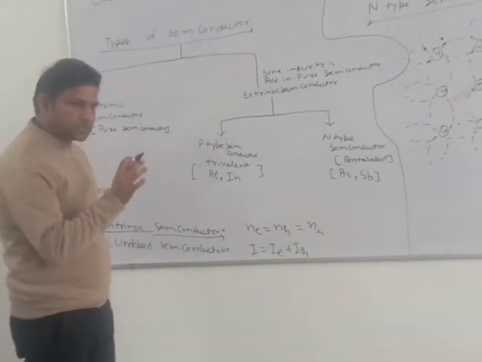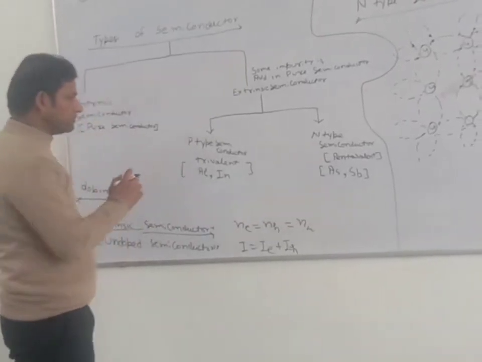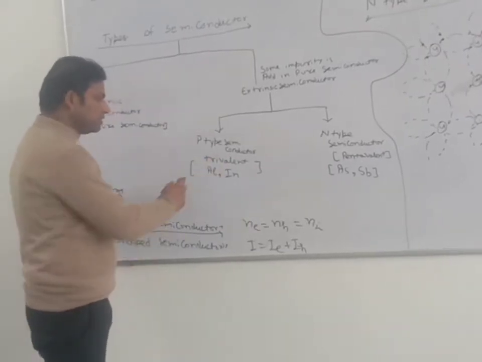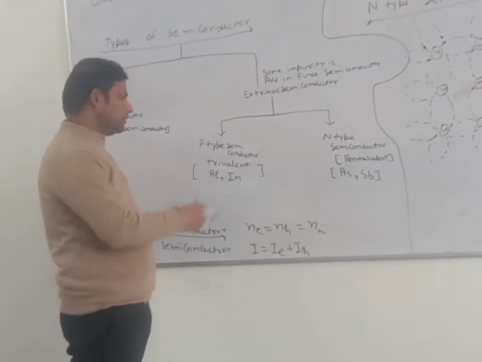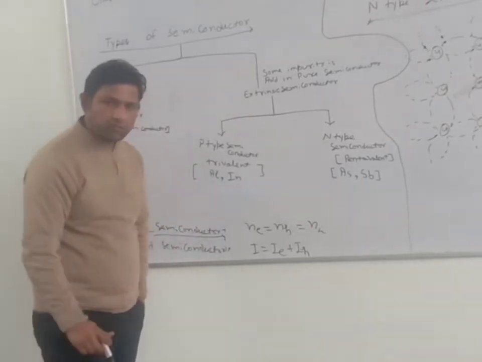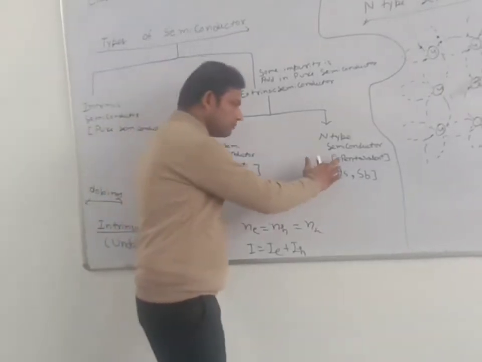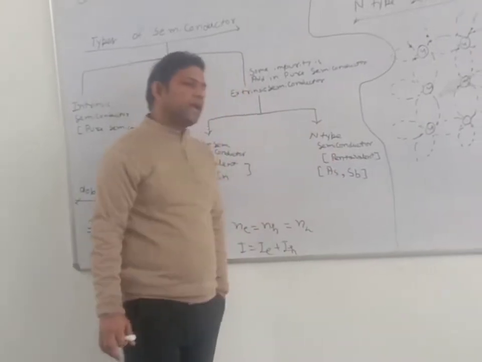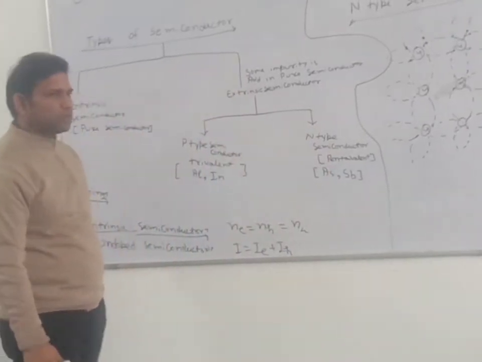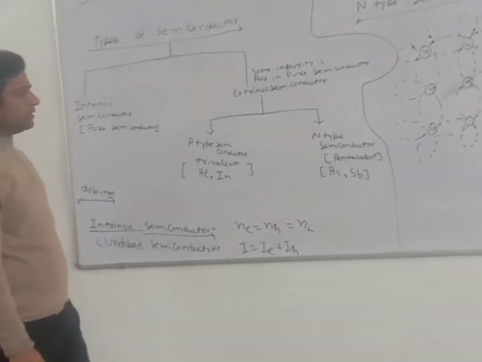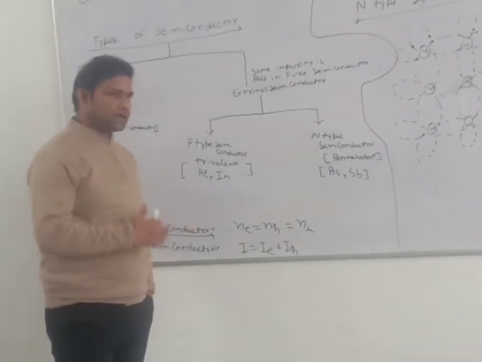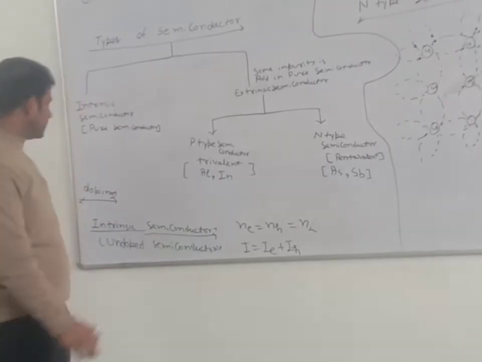Students, extrinsic semiconductors are of two types. P-type semiconductor: when we add trivalent impurity, then P-type semiconductor is formed. If we add pentavalent impurity, then N-type semiconductor is formed. So students, first we describe intrinsic semiconductor. After that we describe N-type semiconductor, and after that we describe P-type semiconductor.